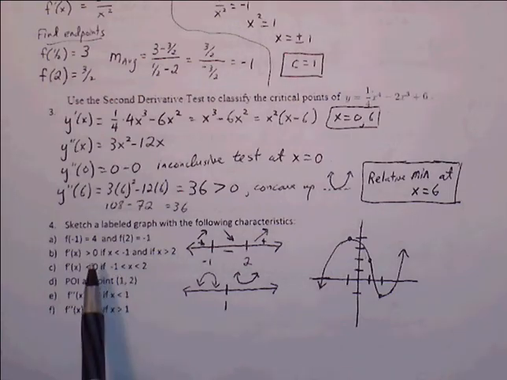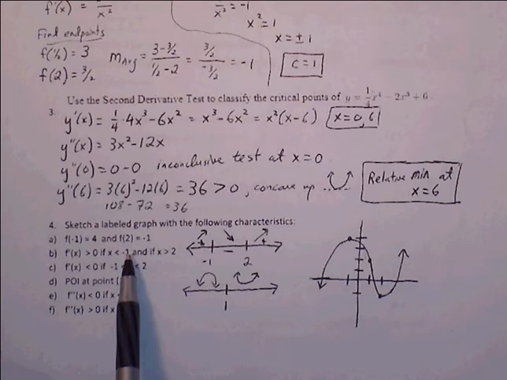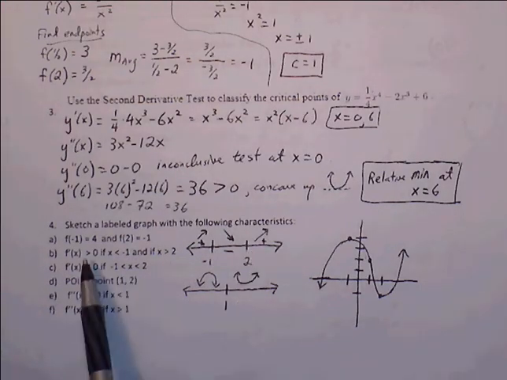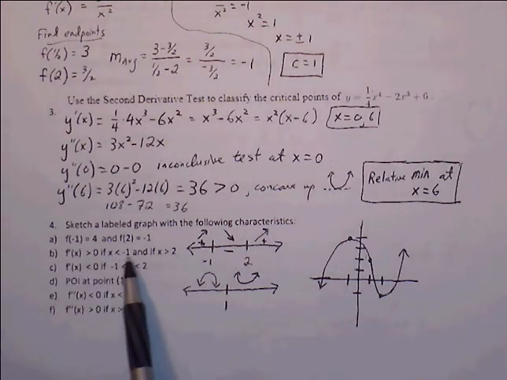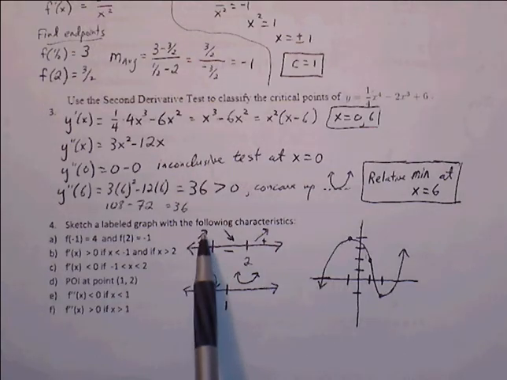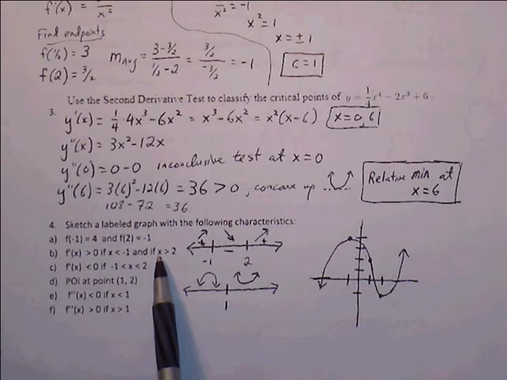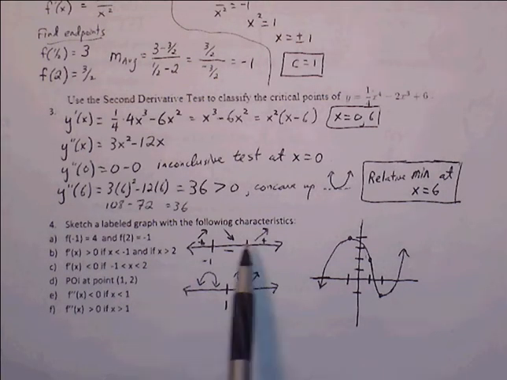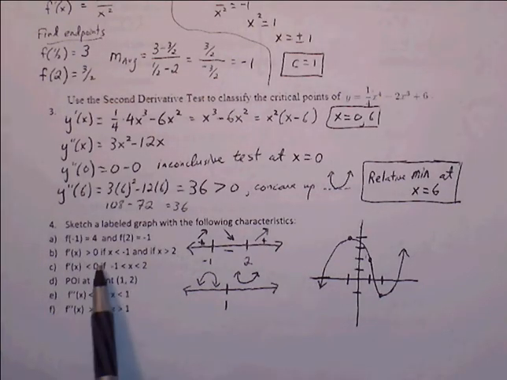information here, I'm going to go ahead and create a sign line. So I have a sign line with my critical points being negative 1 and 2. Positive slope to the left of negative 1. So I will indicate that with the arrow pointing up. And positive slope, f prime greater than 0, where x is greater than 2. So to the right of 2, we also have slope being positive.